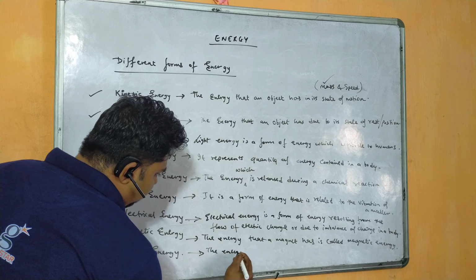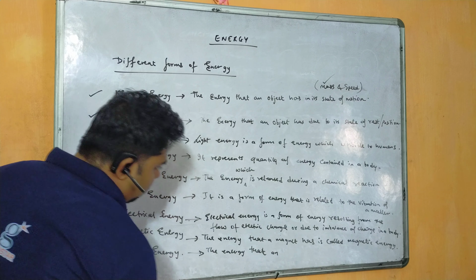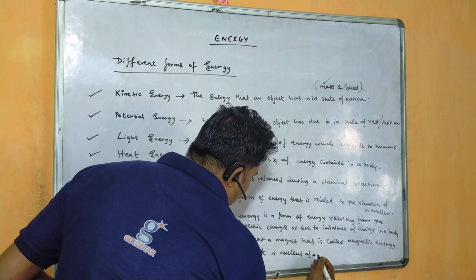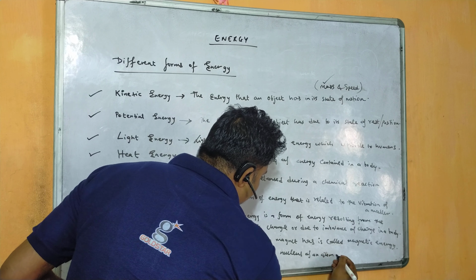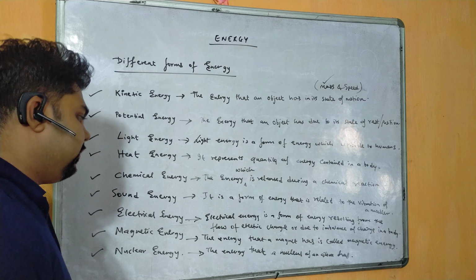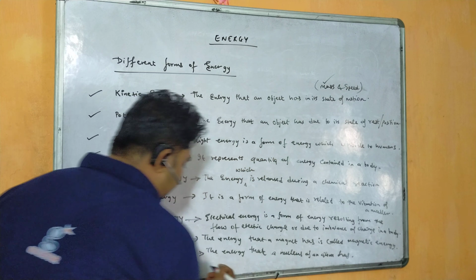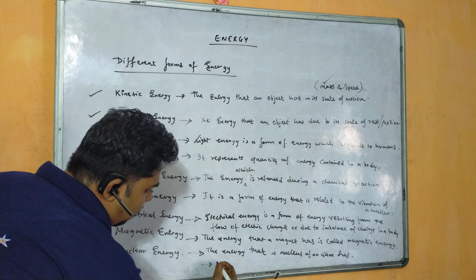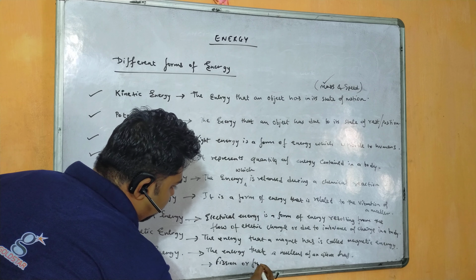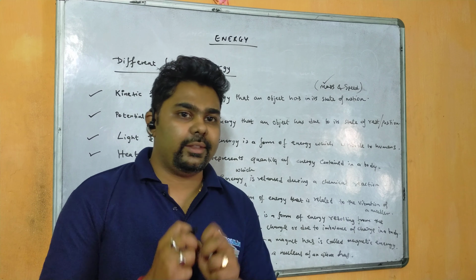the energy that a nucleus of an atom has. You can write this. The energy that the nucleus of an atom has, nuclear energy. Okay, and it can be fission or fusion. So in the process of fission or fusion, we can get this nuclear energy.